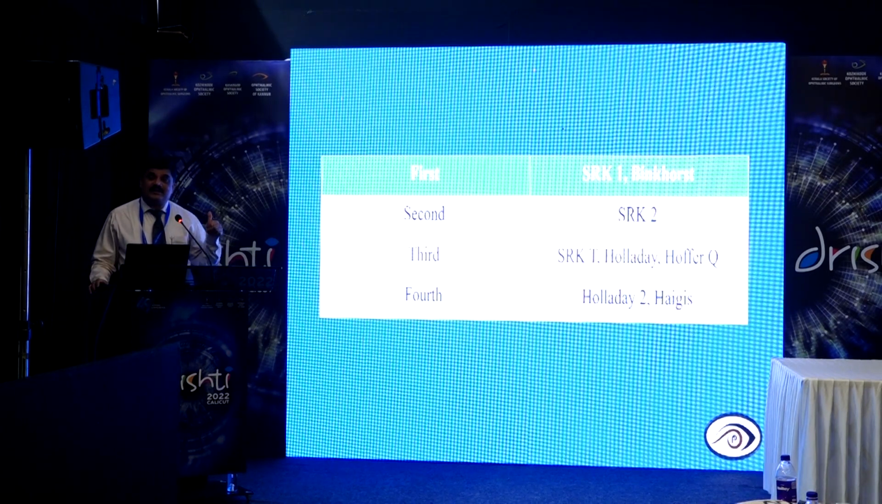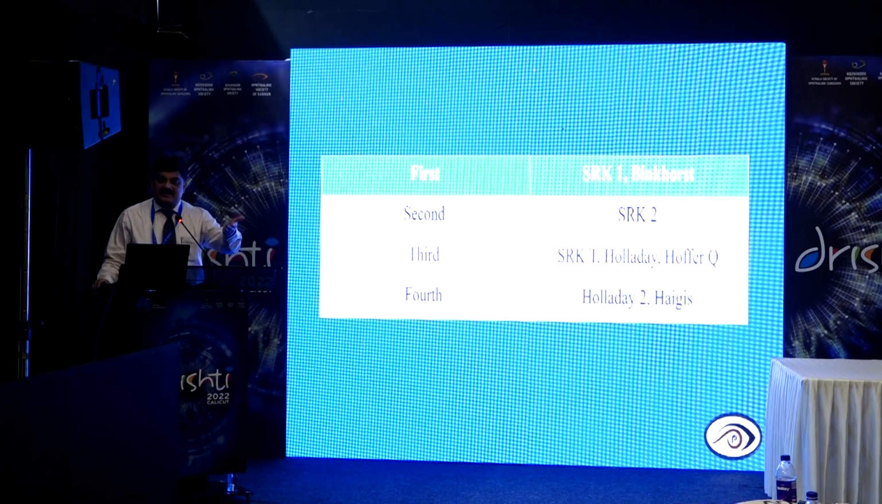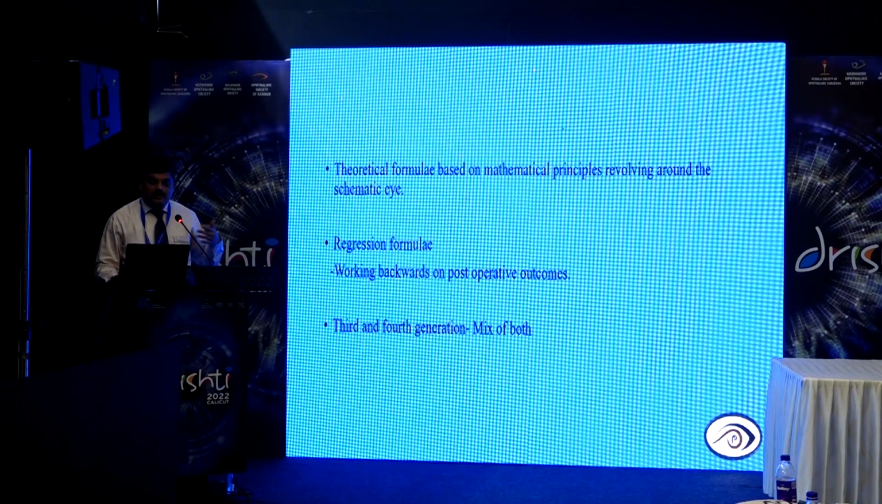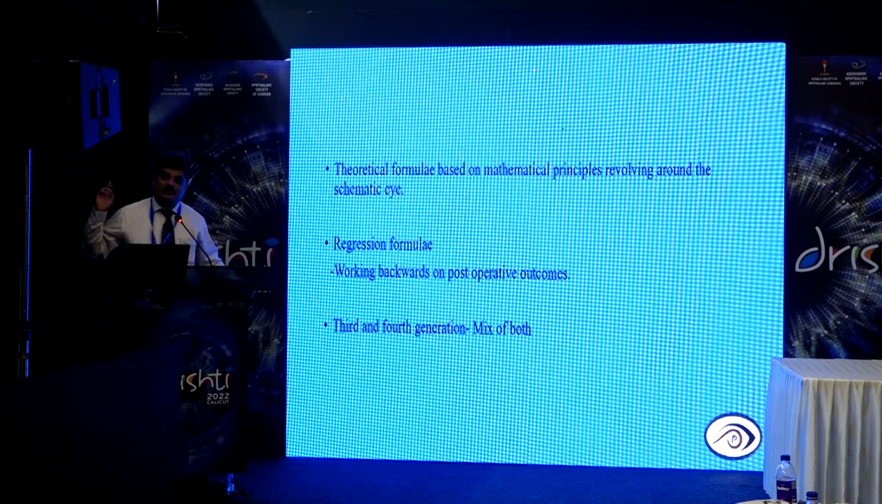The first generation was SRK1, the second generation became SRK2, then the third generation became SRK/T, Holladay and Hoffer Q. Now we are with the fourth generation, Holladay 2, Haigis and also the Barrett 2 formula. Normally the theoretical formula is based on mathematical principles revolving around the schematic eye. Then comes the regression formula, which works backwards from the post-operative outcome. But the third and fourth generations are a mix and match of both theoretical and regression formulas.